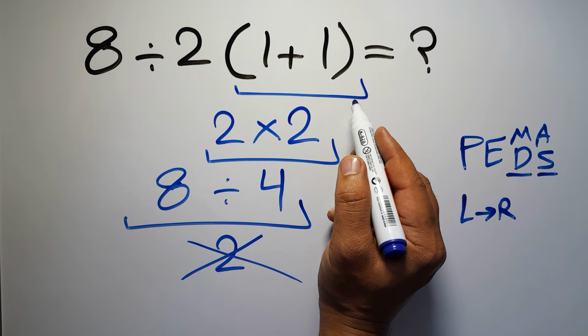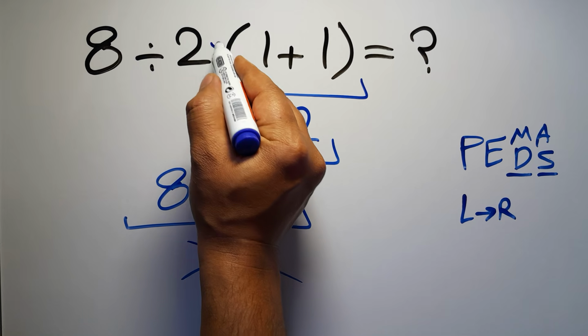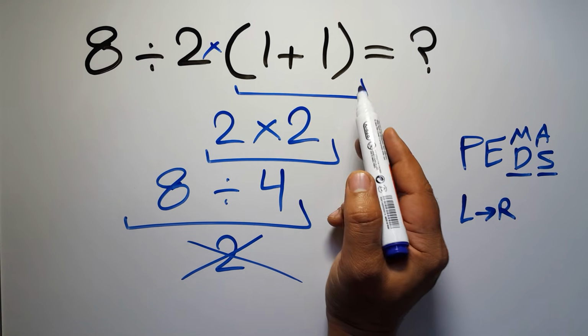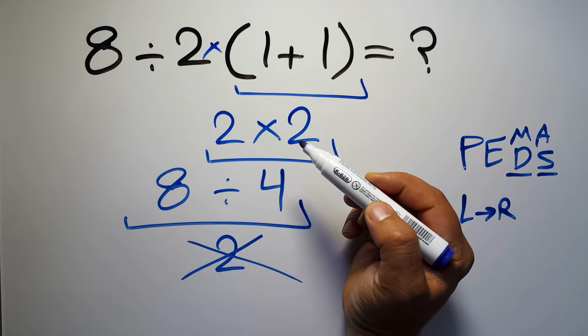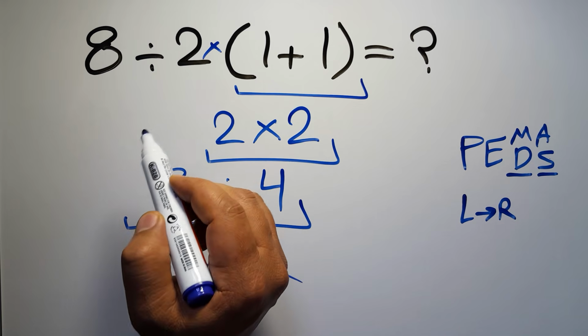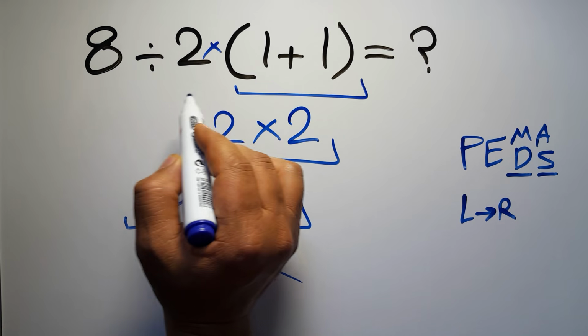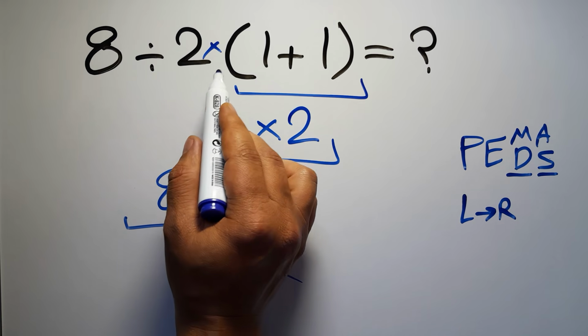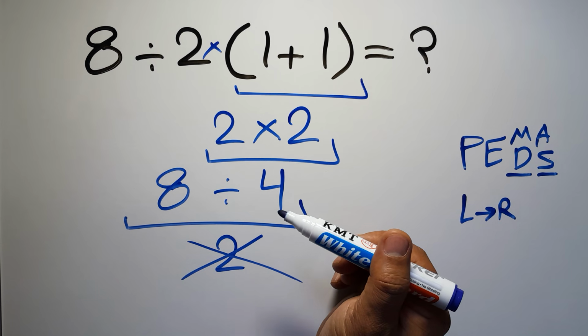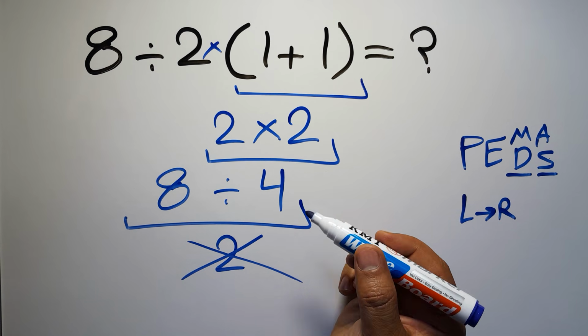In this expression, we have one division, one multiplication, and one parenthesis. Inside this parenthesis, we have one addition. Here we have a multiplication because in mathematics when a number is placed next to parentheses, it means multiplication, and we usually don't write the multiplication sign for brevity.